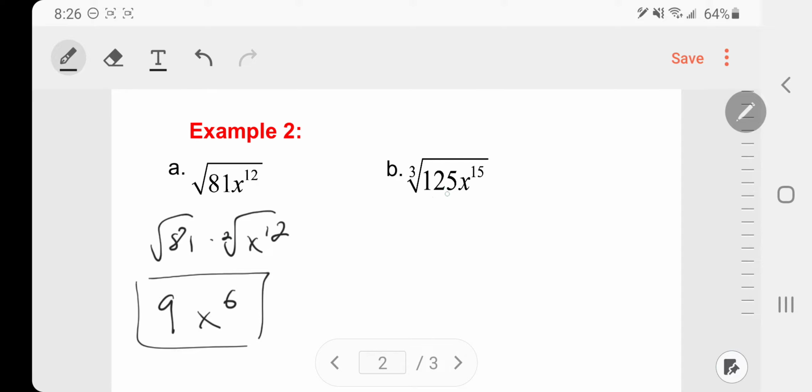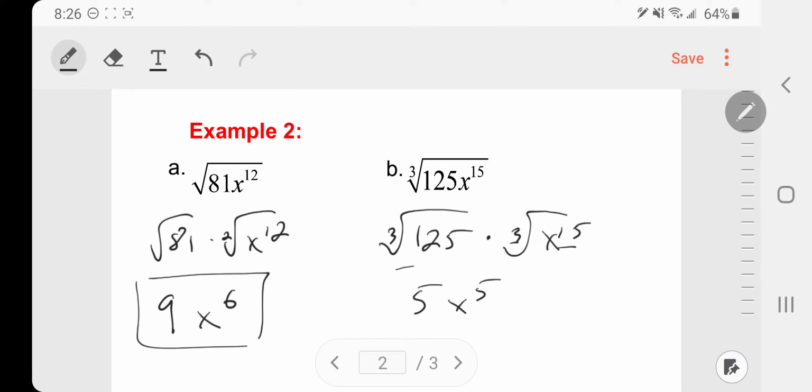And in B I have 125, so we have the cube root of 125, and then I have the cube root of x to the 15th. Cube root of 125 is 5, and the cube root of x to the 15th is 15 divided by 3, so it's going to be x to the 5th. So it's 5x to the 5th for that one.